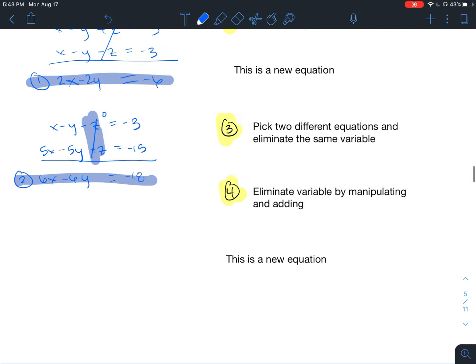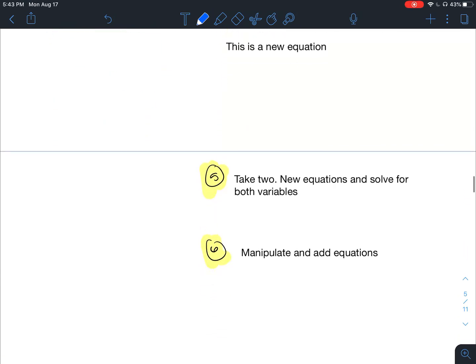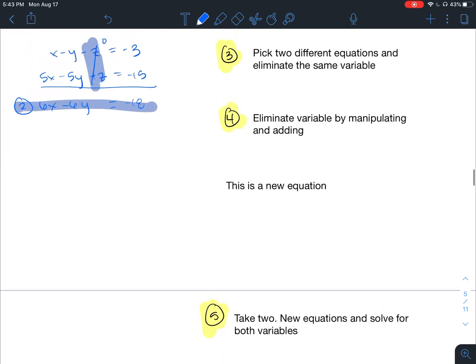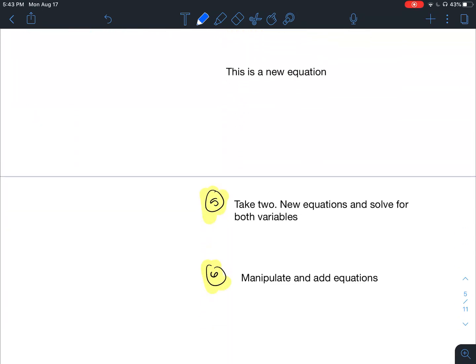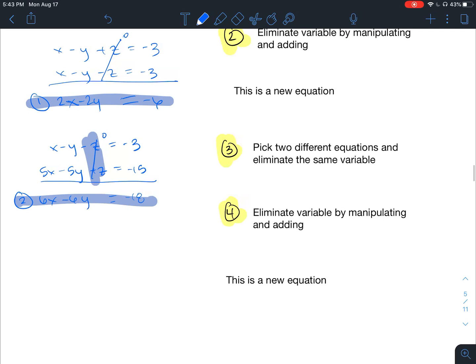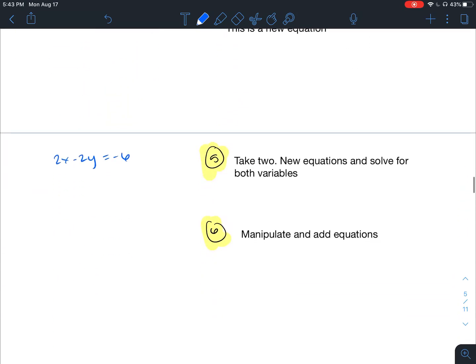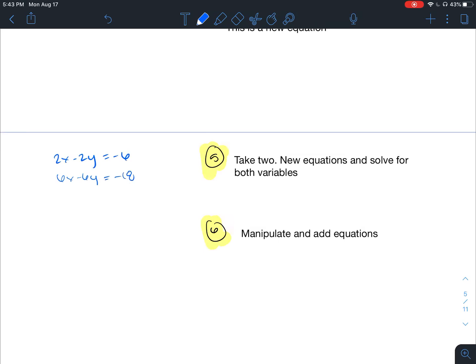Okay. So now we have to take the two equations and solve for both variables. Equation 1 was 2x minus 2y equal to negative 6. And then 6x minus 6y, which is equal to negative 18. All right, so we have two variables. We're going to treat this like a two-variable system of equations.